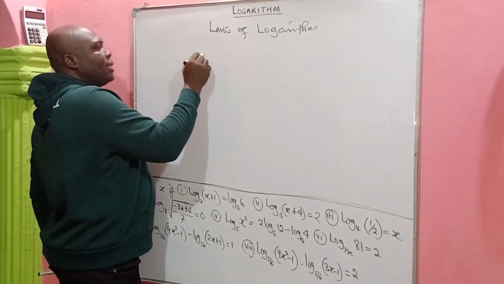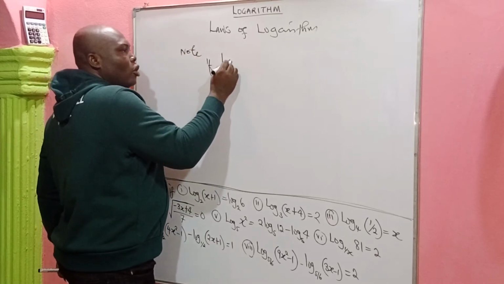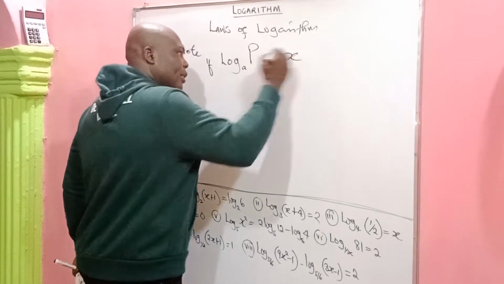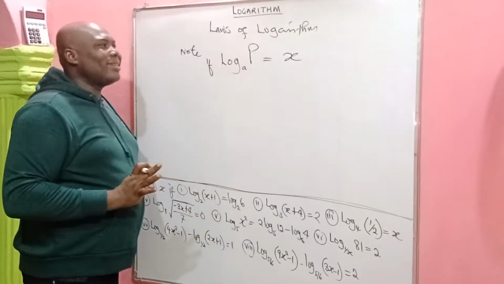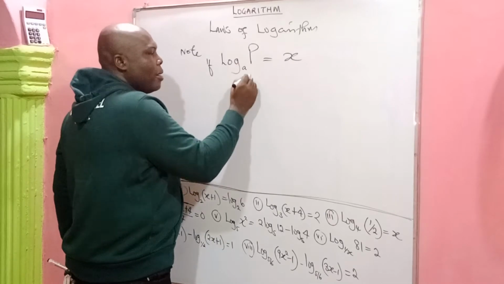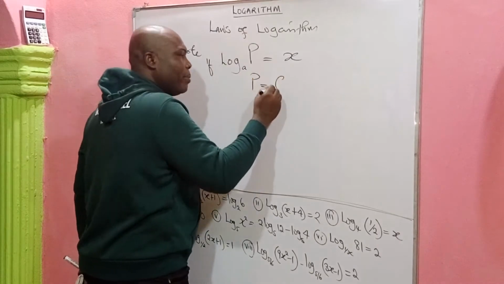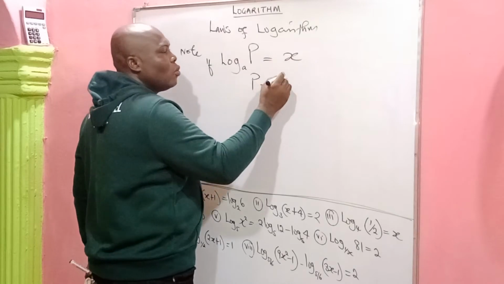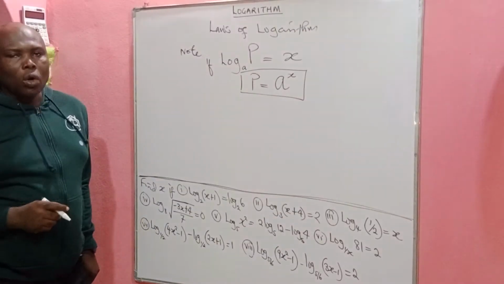Alright, so note, if you are given log to base a of p equals x, it simply means that for p to be the subject of formula, p will be equals to a raised to x. The log and the base will cross to be the big A, while the x that was initially occupying this position will go up as a power. That's what it means. Please take note of that. It's a very important law of log.